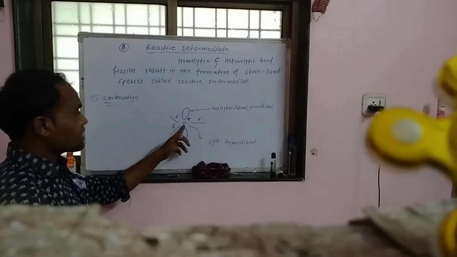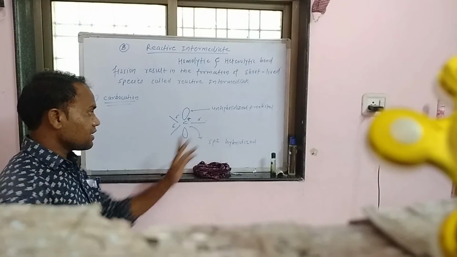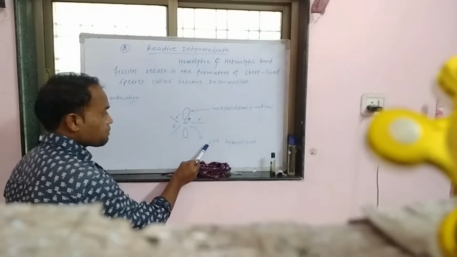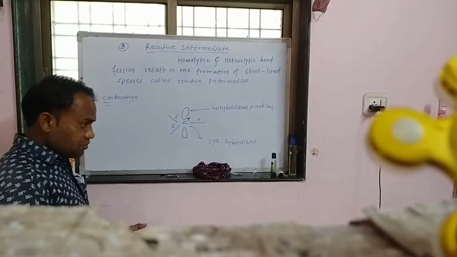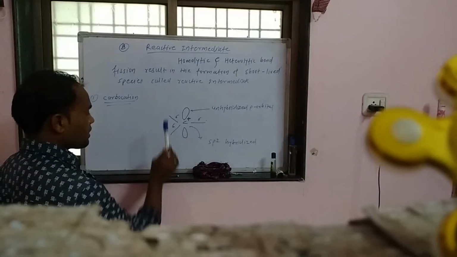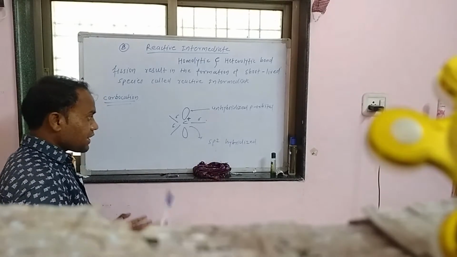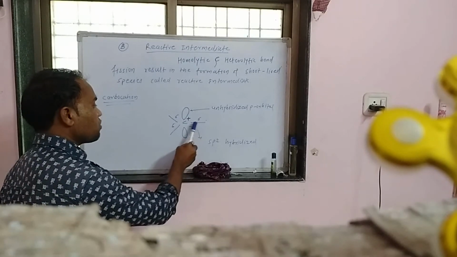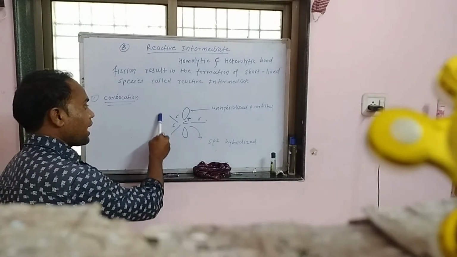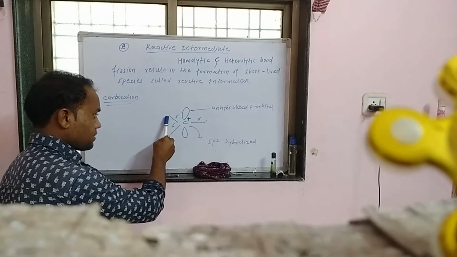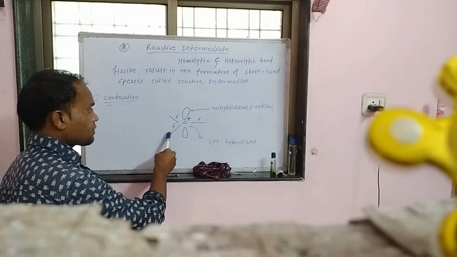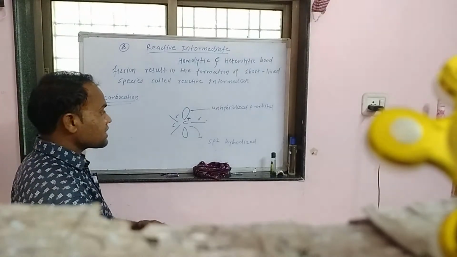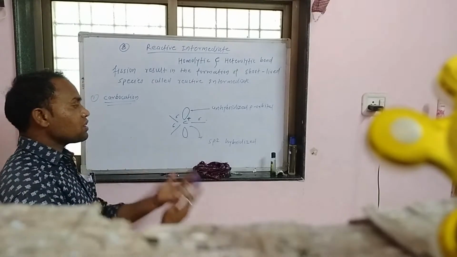The carbocation carbon center is in an sp2 hybridized state. The three sp2 hybrid orbitals form sigma bonds with three other atoms, which may be hydrogen atoms, or maybe other carbon atoms are also present here. Here hydrogen, here hydrogen, here hydrogen. The three sp2 hybridized orbitals form sigma bonds with the other three atoms.